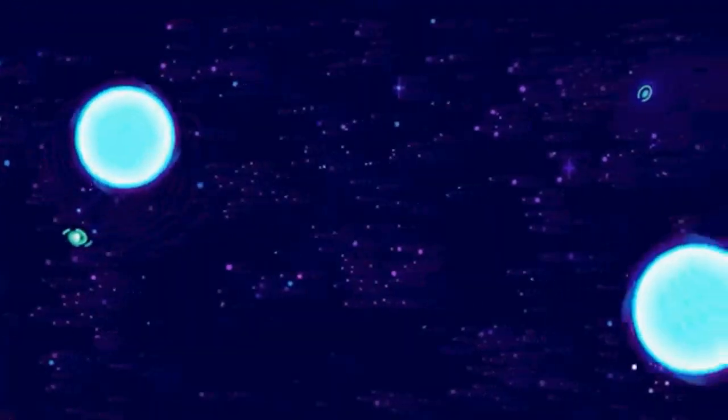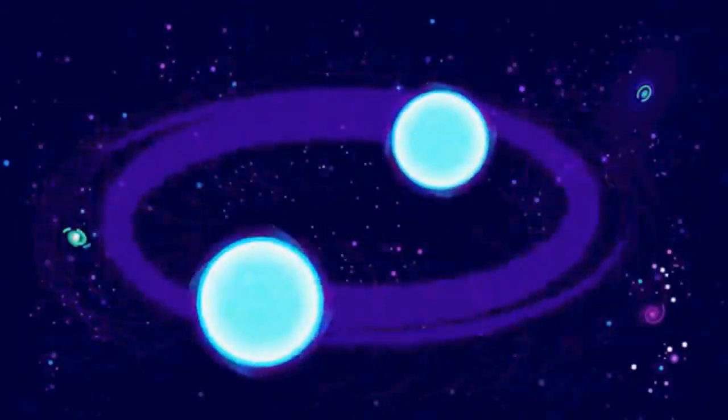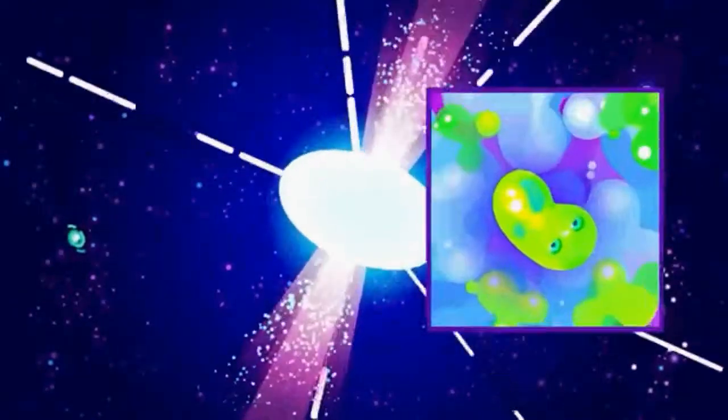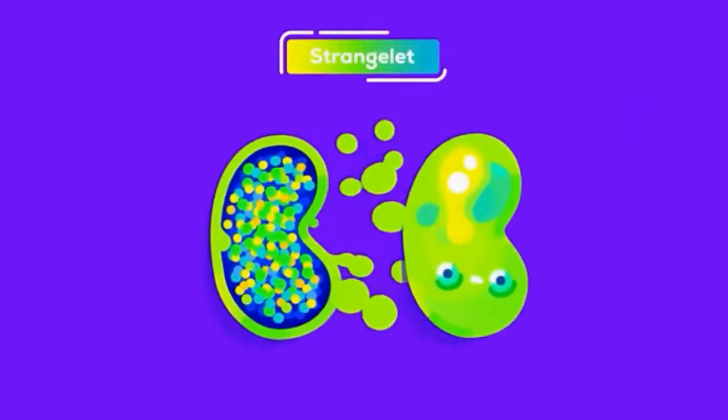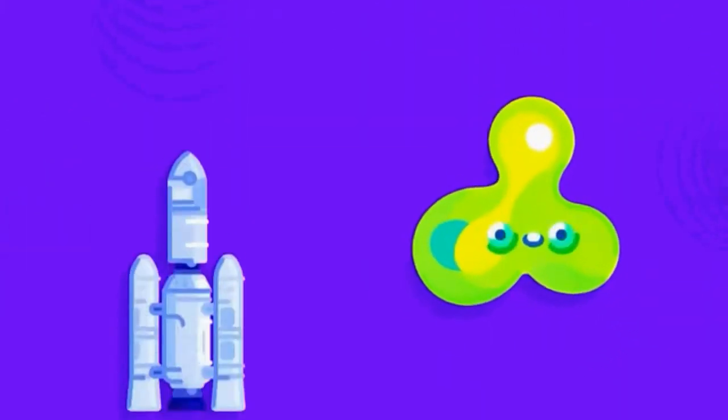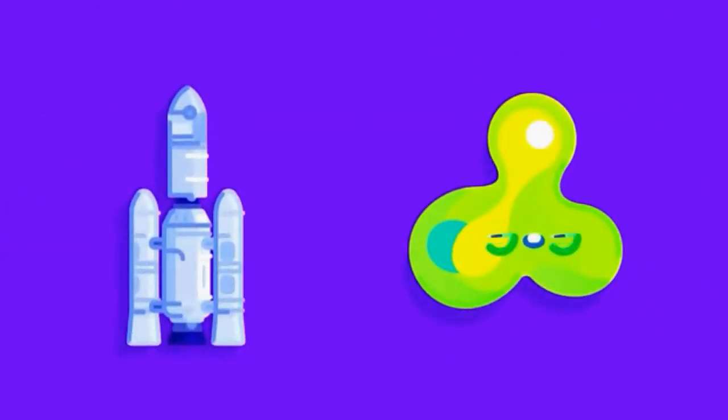Except when neutron stars collide with other neutron stars, or black holes, they spew out tremendous amounts of their insides, some of which could include little droplets of strange matter called strangelets. Strangelets are as dense as the core of a neutron star. They could be really small, maybe even subatomic, but even the largest strangelets wouldn't be any bigger than a rocket.